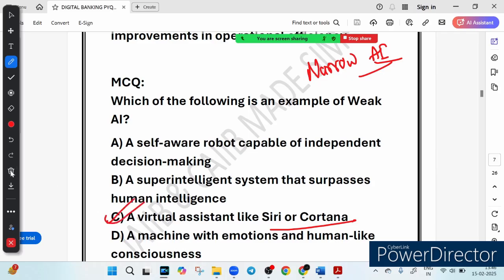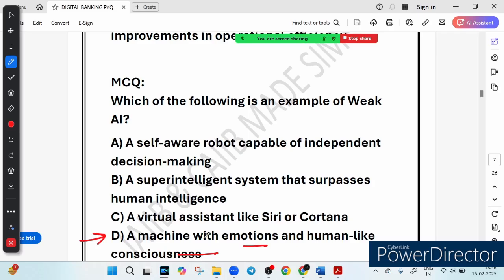Let's see option number D also. Option number D says a machine with emotion and human-like consciousness. Obviously this is the wrong one, because this is an example of a strong AI, not a weak AI. AI today does not have emotion or human-like consciousness. Even AI generated conversation like chatbots may sound realistic, but they are just algorithms responding based on patterns. So a machine with real emotion and self-awareness would be an example of a strong AI which does not exist yet.